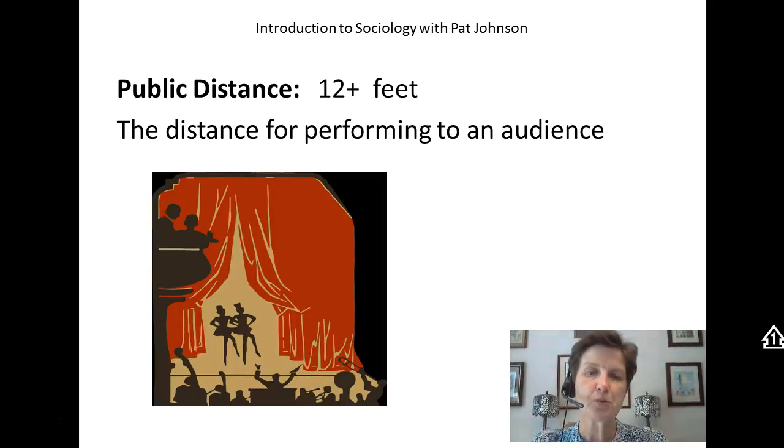Finally, here is what is called public distance, and these are distances for performing to an audience, and this is about 12 or more feet. So if you've ever gone to a theater, you notice that there are people up on the stage and they are at public distance.